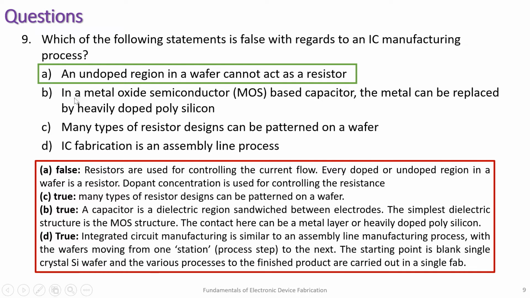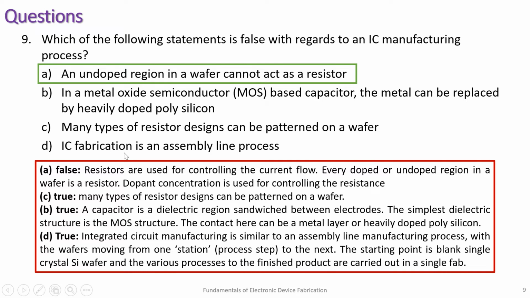And now we have B. In the metal oxide semiconductor based capacitor, the metal can be replaced by heavily doped polysilicon. That is true. A capacitor is a dielectric region that is sandwiched between electrodes. And the simplest dielectric structure that we have come across in the past 4 weeks is the MOS, that is the metal oxide semiconductor. And the contact in this particular case can be heavily doped polysilicon or any metal layer. We have already discussed that.